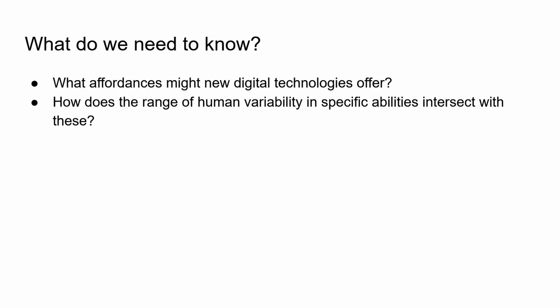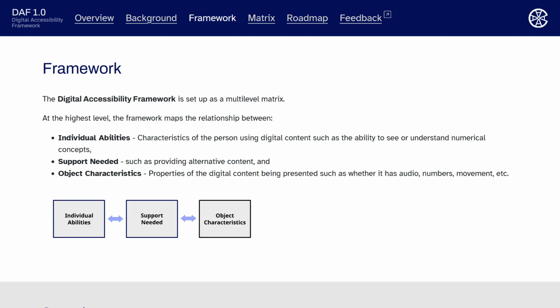To address these challenges, we need an ability to predict how technologies are likely to evolve and a broader knowledge about human variability and how that may interact with the design of new technologies. These goals inform the structure of the framework. The framework is centered around the social model of disability, which positions accessibility needs at the intersection of individual characteristics and the environment. We developed 3 lists that relate to different aspects of how accessibility needs emerge: individual abilities, support needed, and object characteristics.